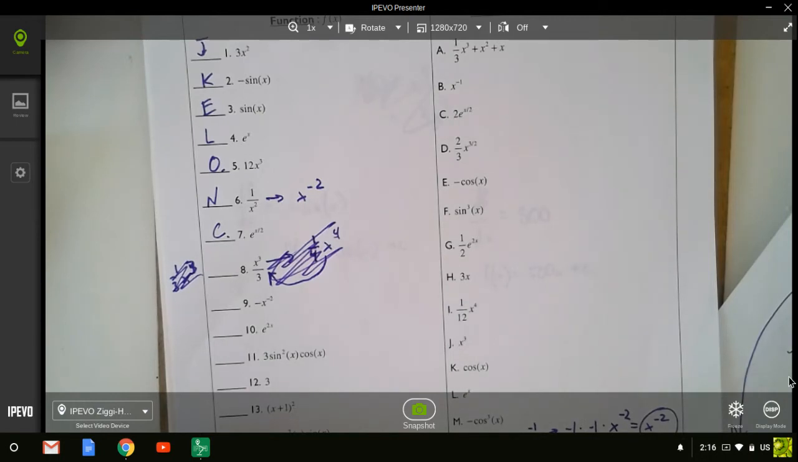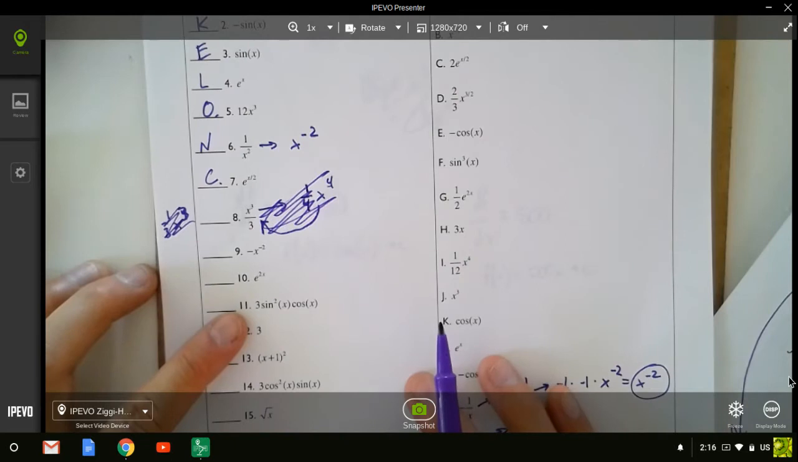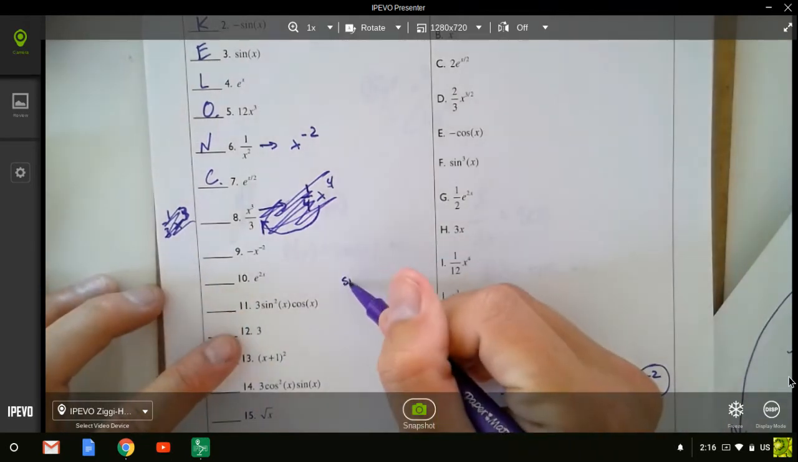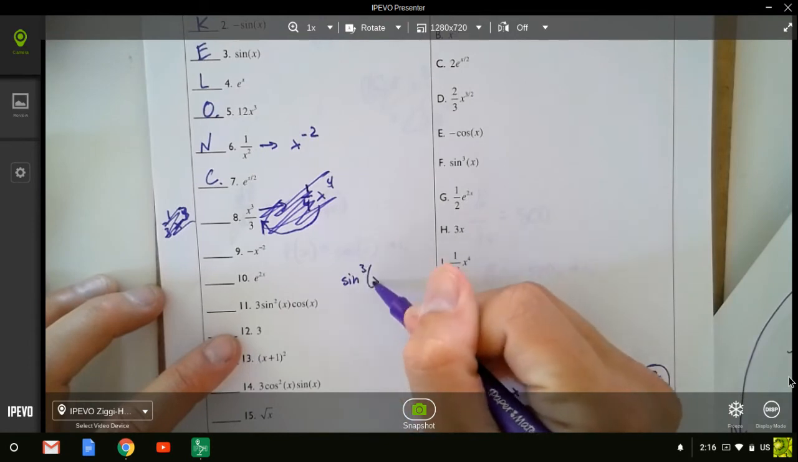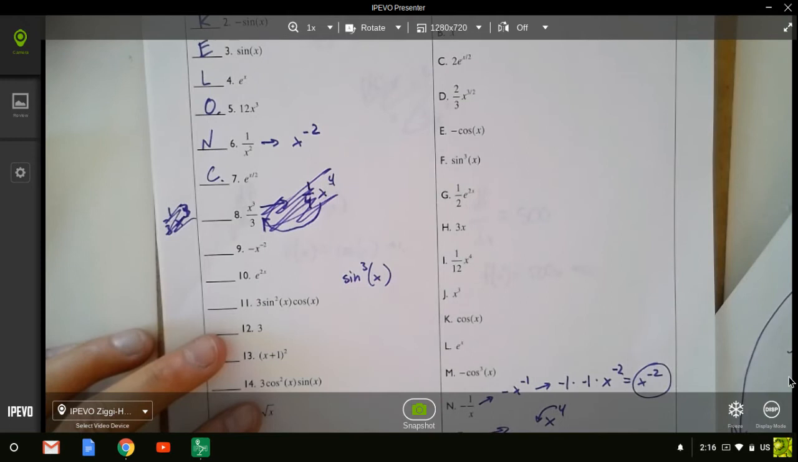Yeah. Could you explain 11? Sure. So number 11, let's say it's actually going to be sine to the 3, or sine to the third power, sine of x to the third power.